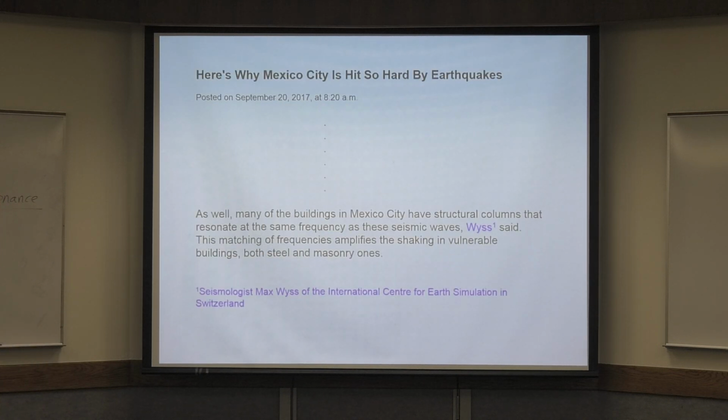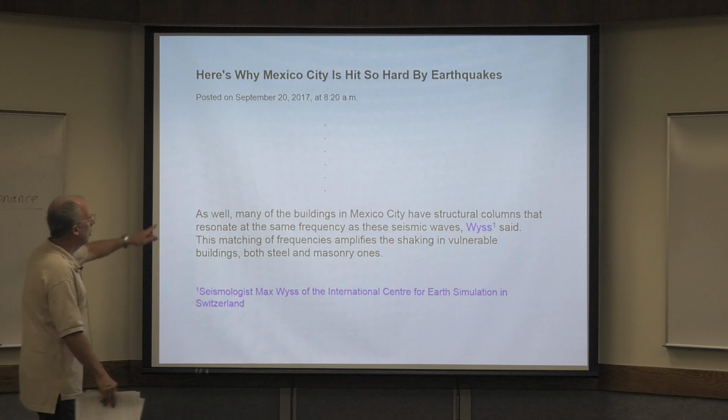This is an article I read in some newspaper. You notice that whenever Mexico City has earthquakes, it's a total disaster. All sorts of buildings collapse and everything. Here's why Mexico City is hit so hard by earthquakes.